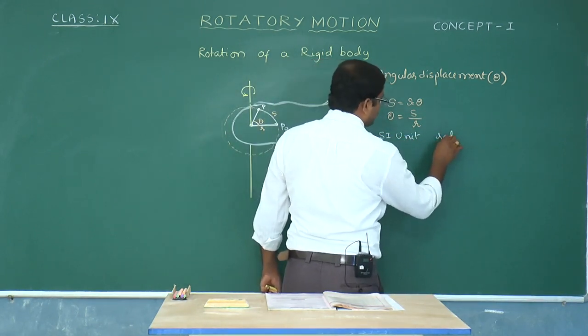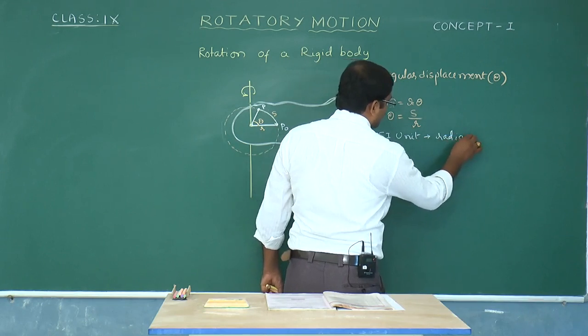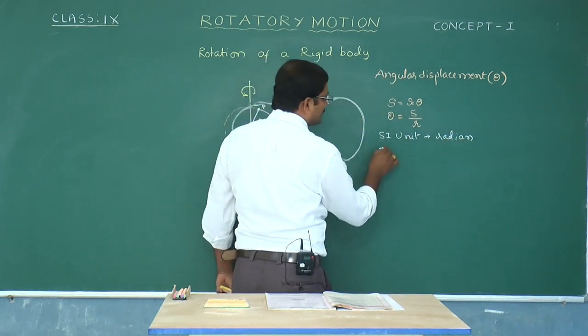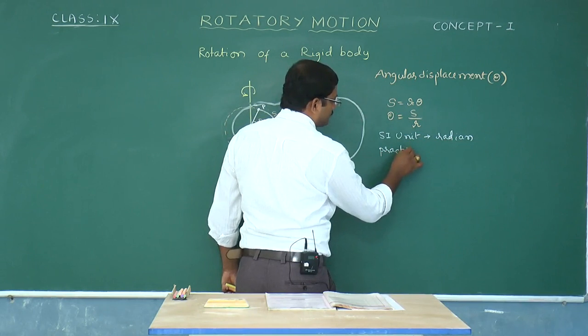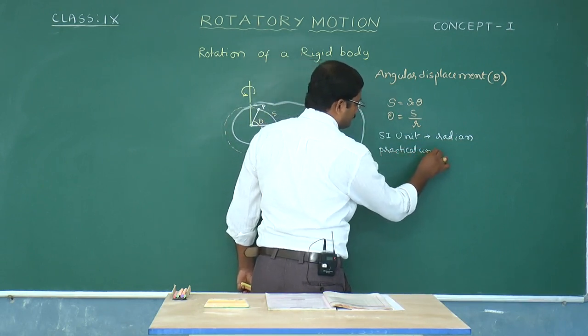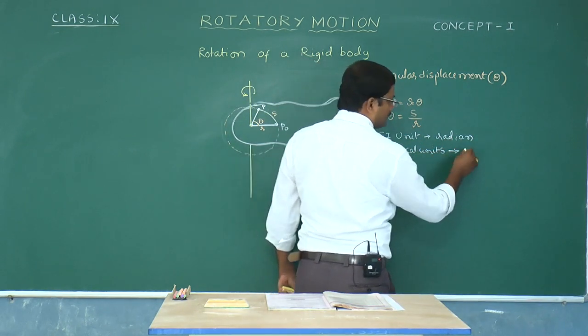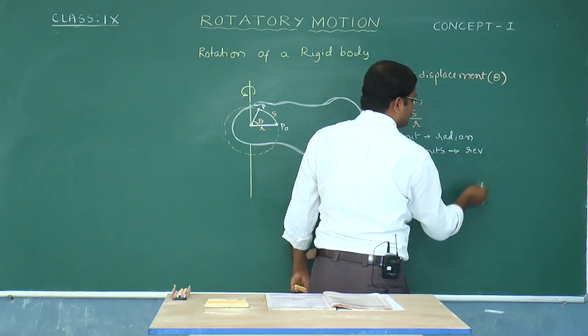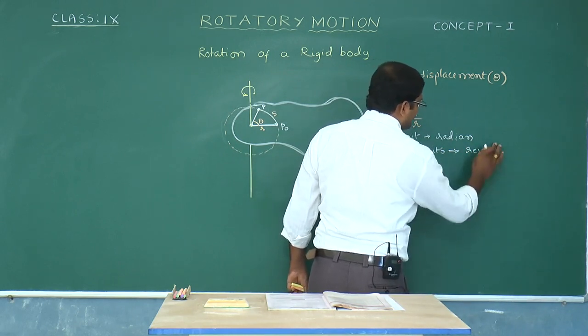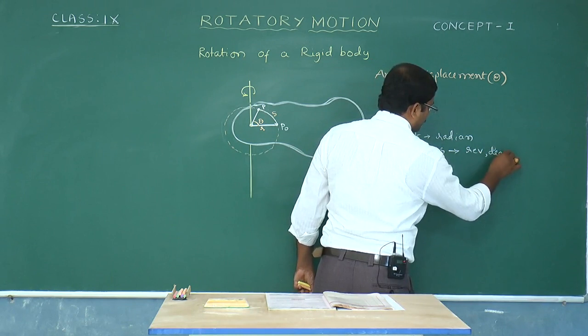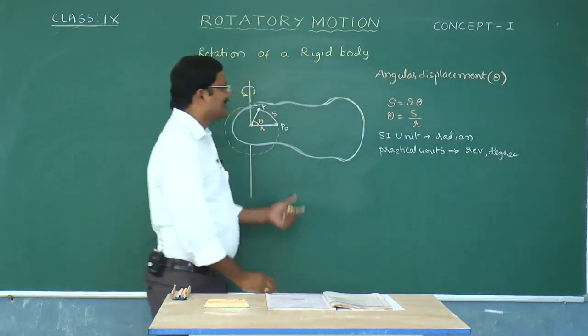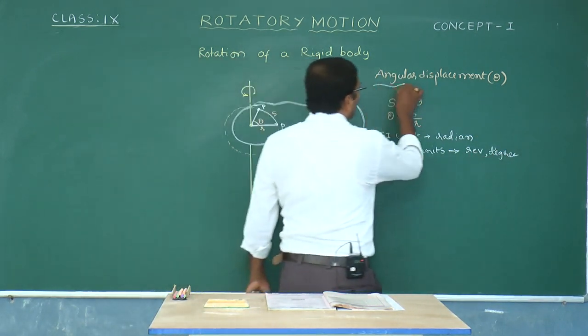radians, and practical units are revolutions or degrees. And this physical quantity is called angular displacement.